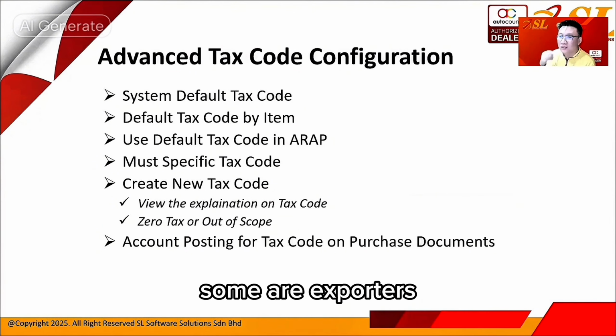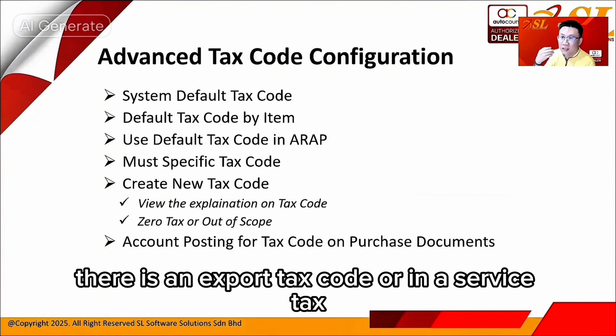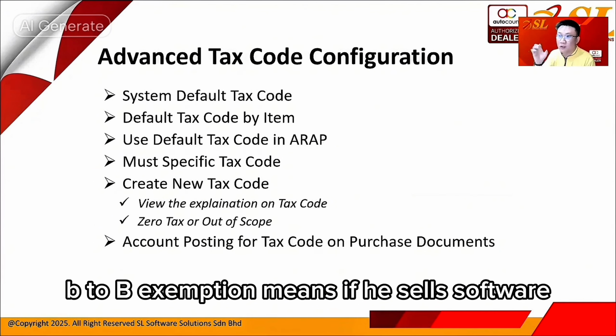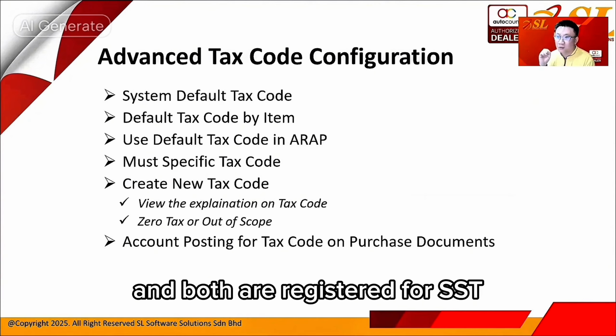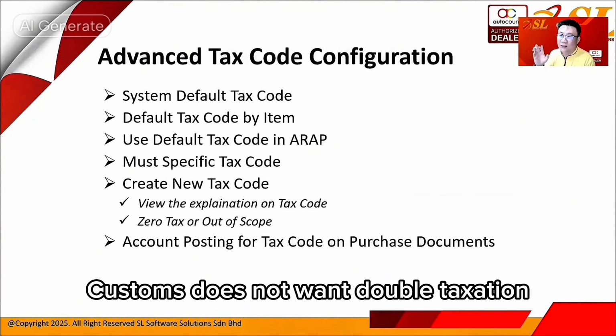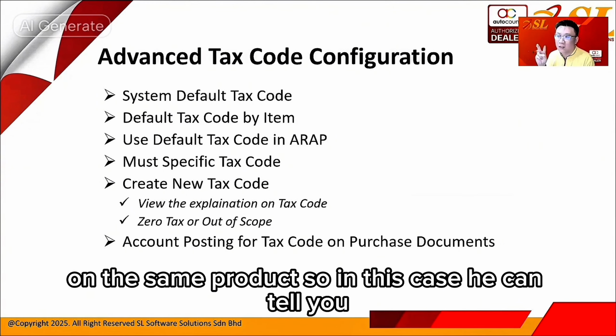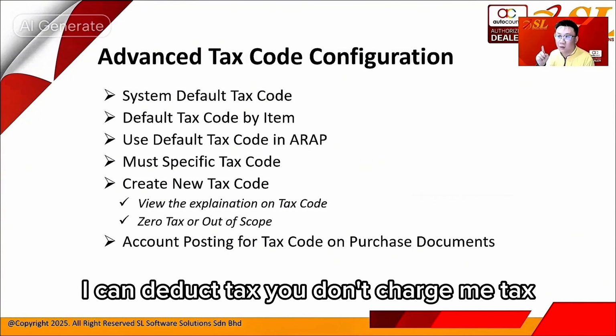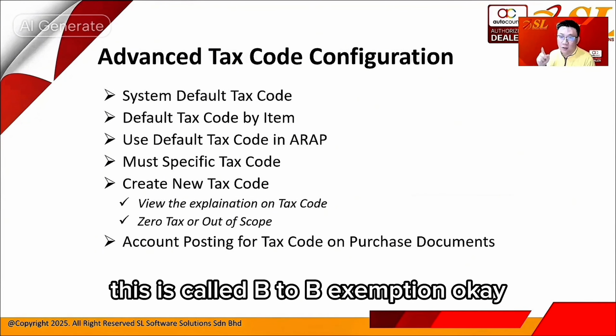Customers, some are exporters, and for exports, there is an export tax code, or in service tax, we call it B2B exemption. B2B exemption means if he sells software and you also sell software and both are registered for SST, customs does not want double taxation on the same product. So in this case, he can tell you, I am in the same category as you, I can deduct tax, you don't charge me tax. This is called B2B exemption.